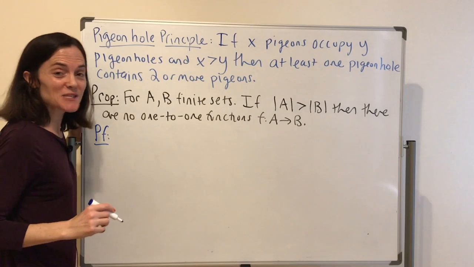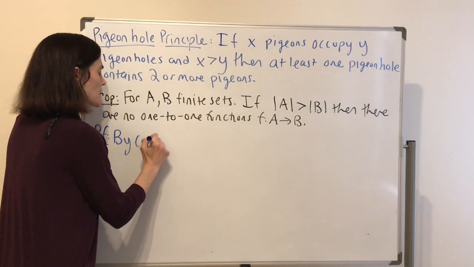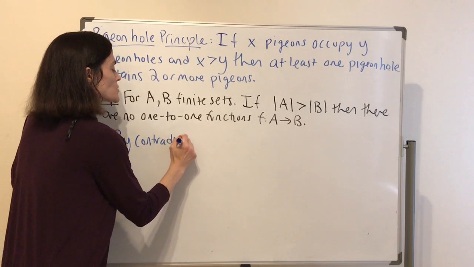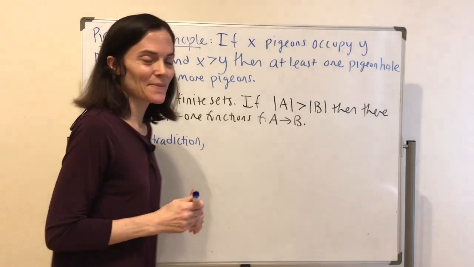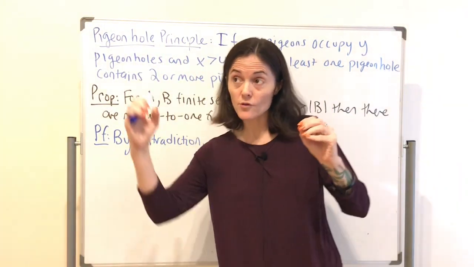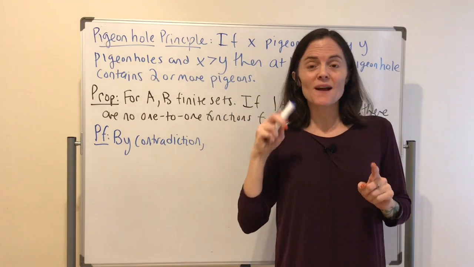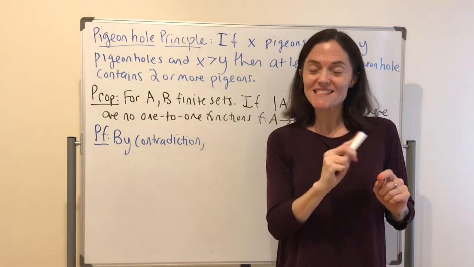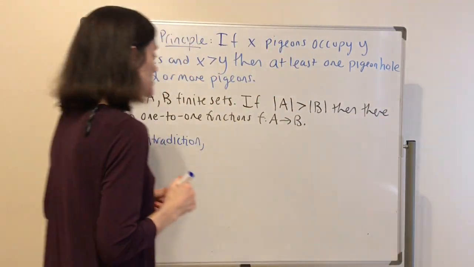Okay? Now let's prove this. And we will prove this by contradiction. And it's an if-then. Let's remind ourselves how we prove an implication by contradiction. If you want to prove P implies Q, you assume P is true and not Q is true. Then you argue until you reach a contradiction. So let's do that here.